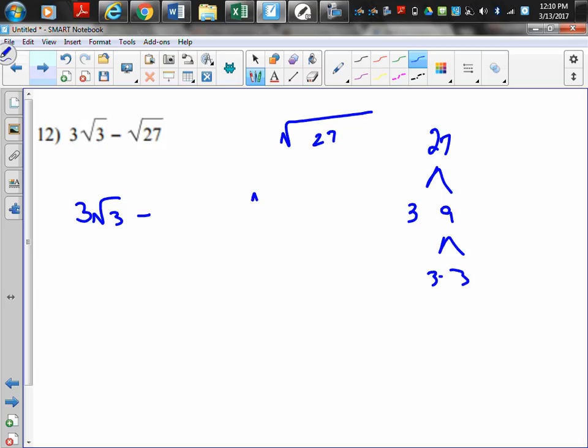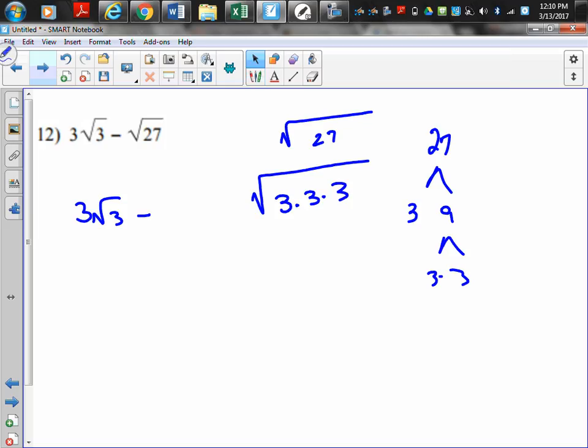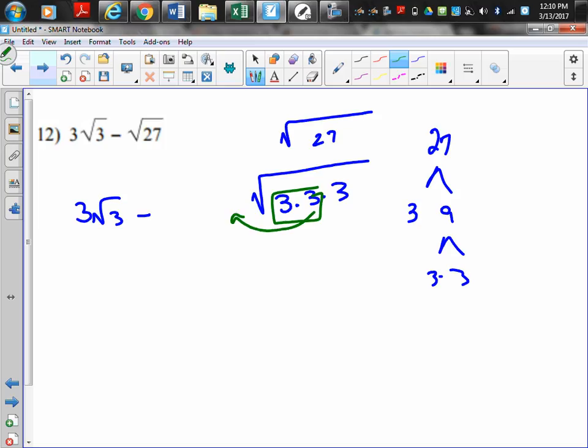So now I have the square root of 3 times 3 times 3. I need a pair. 3 and 3, so there's my pair. If it's a pair underneath, we bring it to the outside of my radical. So 3 square root of 3.